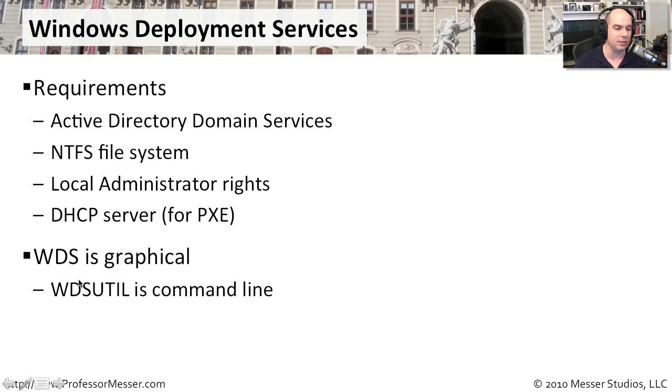Now, WDS is also very graphical to work in. We're going to see that environment in just a moment, but there is a command line called WDS util. That command line allows us to do almost everything that we're doing in the graphical front end at the command line. And as we've seen before, having that command line function allows us to do scripting and a lot of things in an automated way. We're going to focus on using the graphical front end, but just keep in mind that there are similar functions available in WDS util as well.